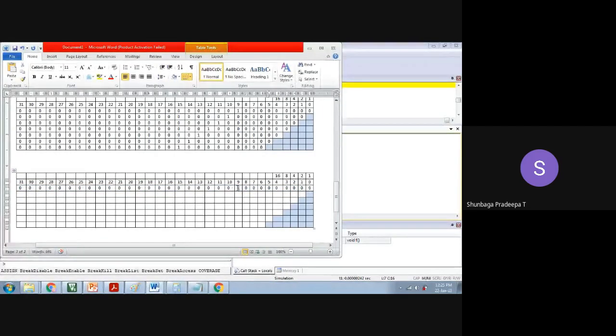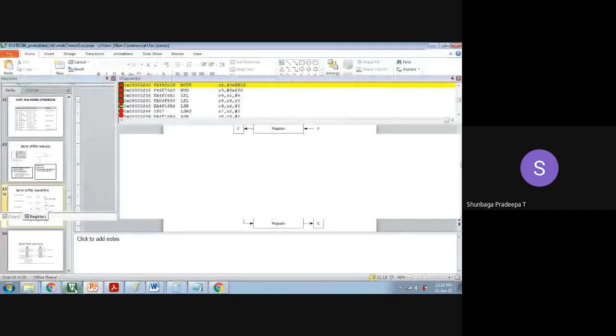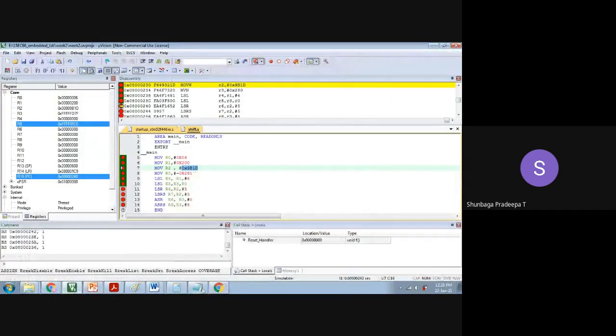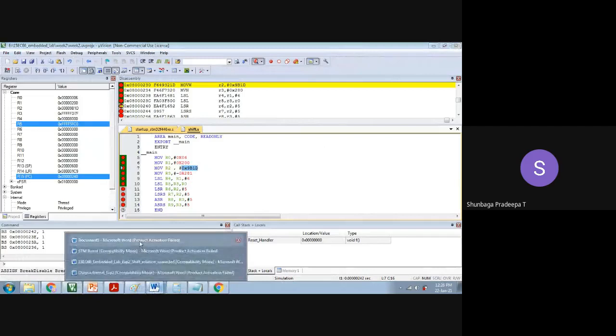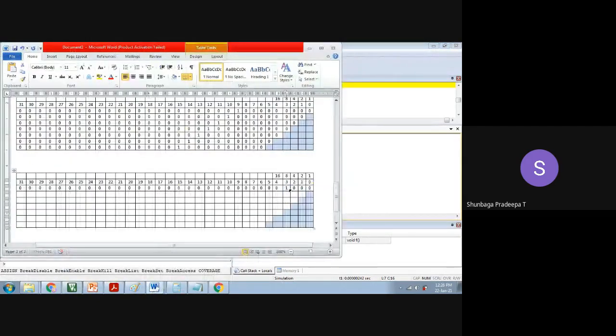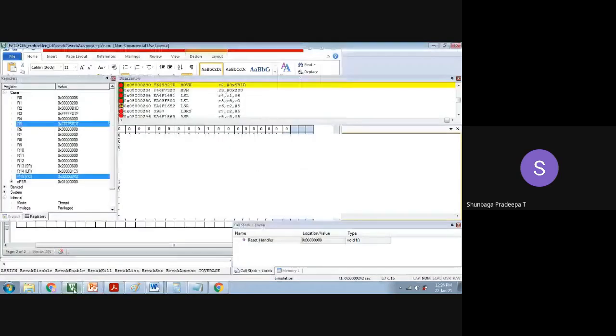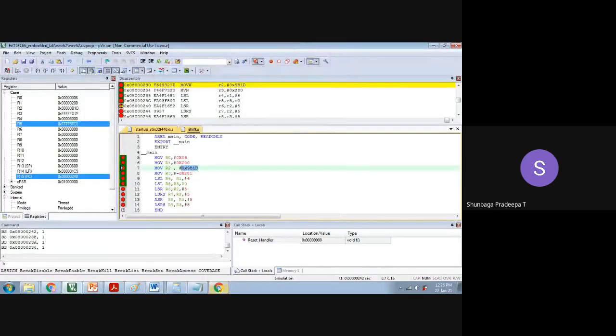So let me take everything as 0. So 9B1D. Okay. So first you have to write the D value. What is the binary value for D? D is 1101. Next is 1, so 1D is written. Next is B.